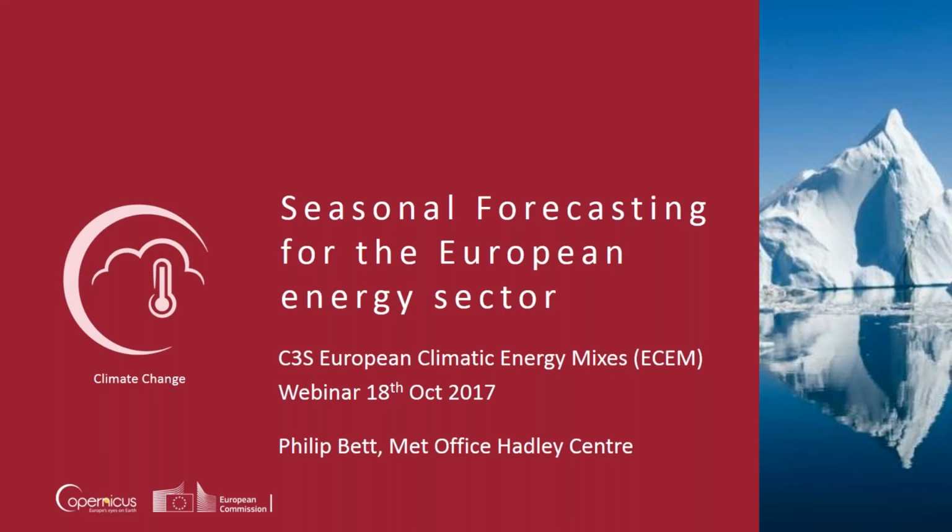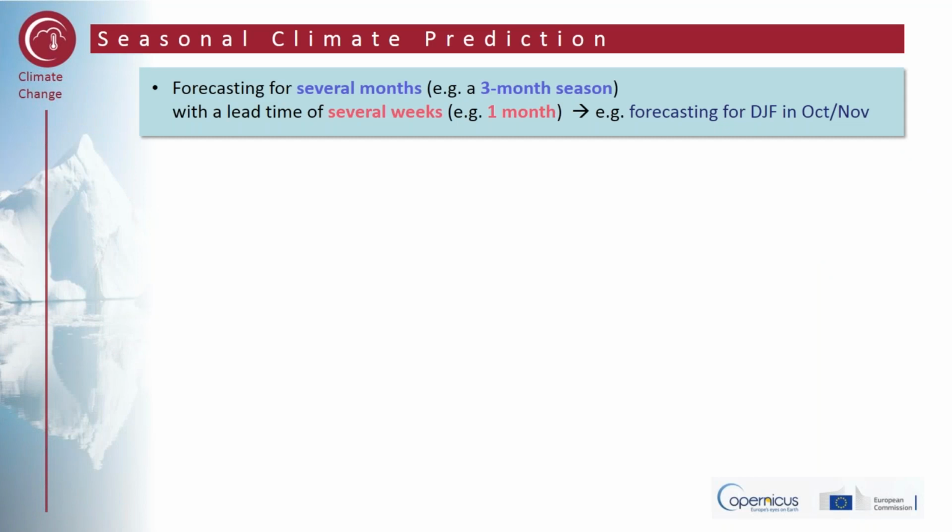Yeah, hi, thanks, Alberto. As Alberto said, I'm Phil Bett. I work at the Met Office Hadley Centre in the UK, and I'm going to be talking about the stuff we're doing around seasonal forecasting for the energy sector in ECEM. So just so that we're all on the same page to start with, I'll define what I mean by seasonal forecasting or seasonal climate prediction. We're talking about forecasting ahead for several months, for example, a 3-month season, with a lead time of several weeks, for example, about a month. So, for example, you might talk about forecasting for the December, January, February period, winter, initialized at the start of November.